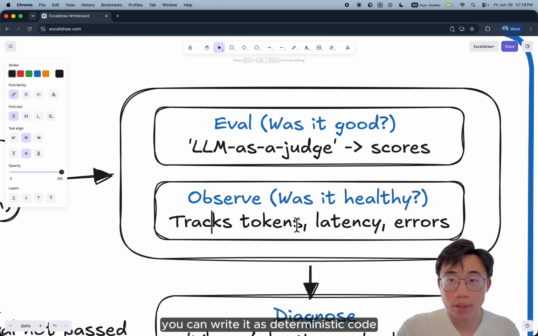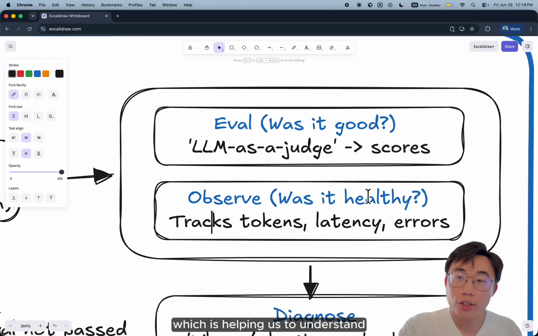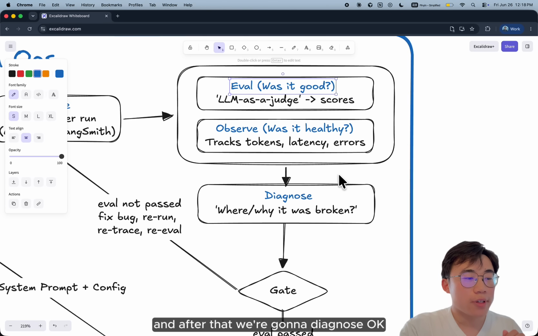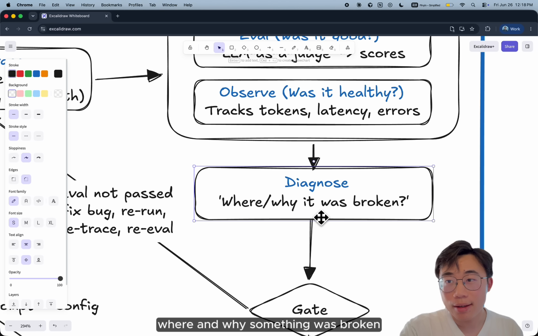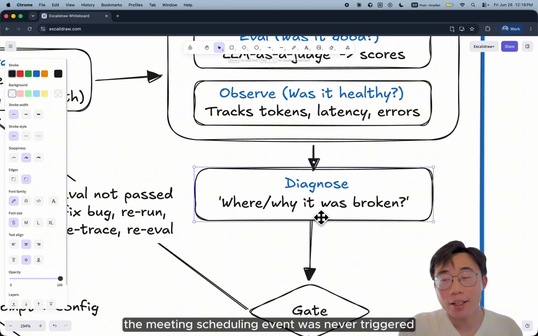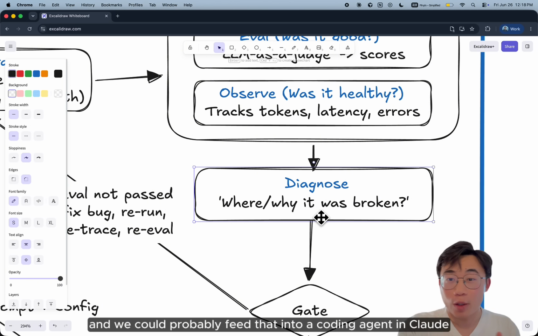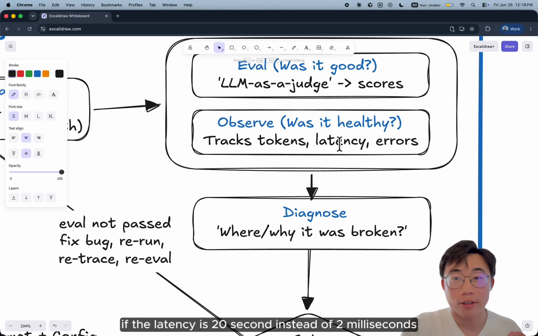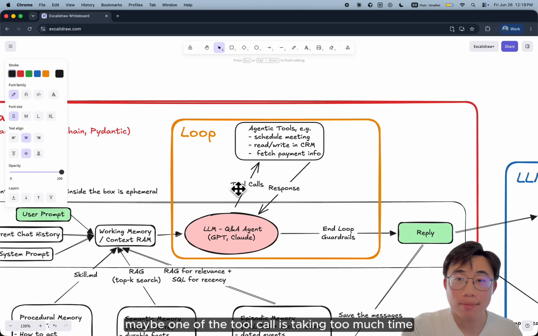These two are basically in the same system. You can write it as deterministic code, or you can use an AI agent to do it, but this is part of the procedure which helps us understand whether this was a healthy system and a good system. And after that, we're going to diagnose where and why something was broken. For example, the meeting scheduling event was never triggered. Why was that? We want to understand why. And we could probably feed that into a coding agent in Claude to deep dive into it. Or, if the latency is 20 seconds instead of 2 milliseconds, something's wrong. Maybe one of the tool calls is taking too much time.